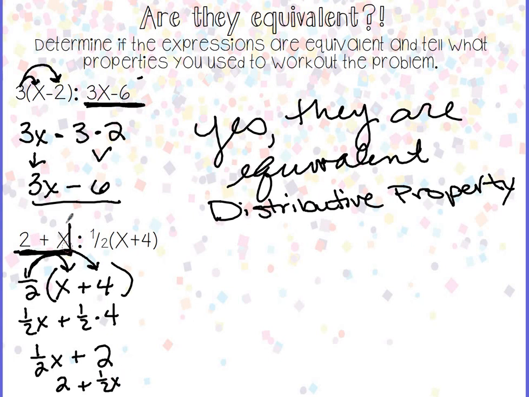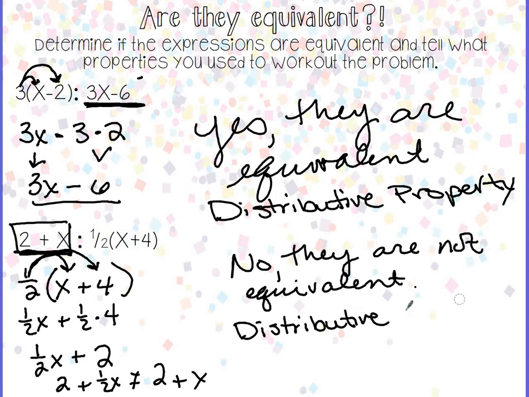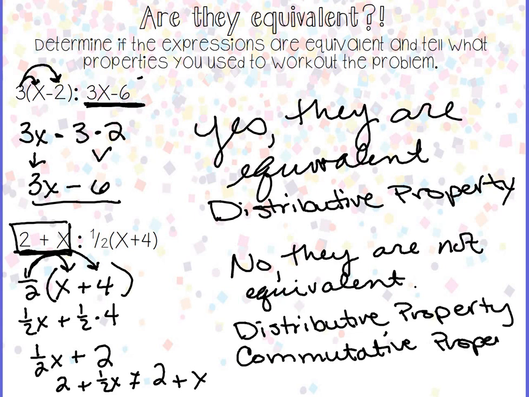And notice this is not equal to 2 plus x. So no, they are not equivalent. And to figure that out, I use the distributive property. And then I also use the commutative property to make sure that they were in the same order, so that x was last on both of them.